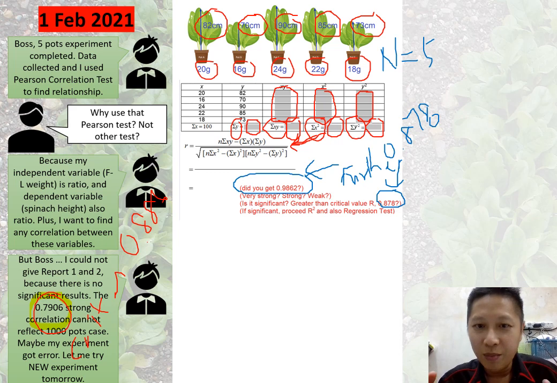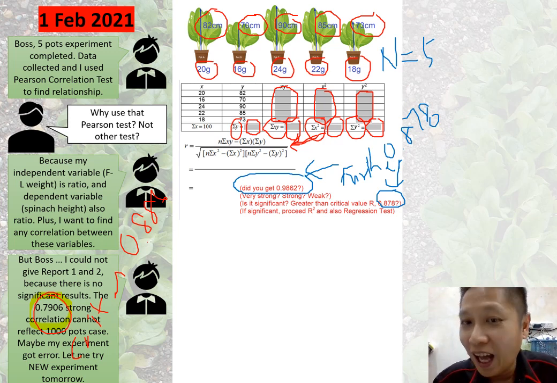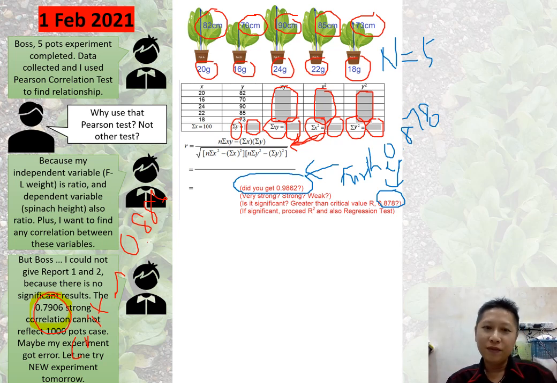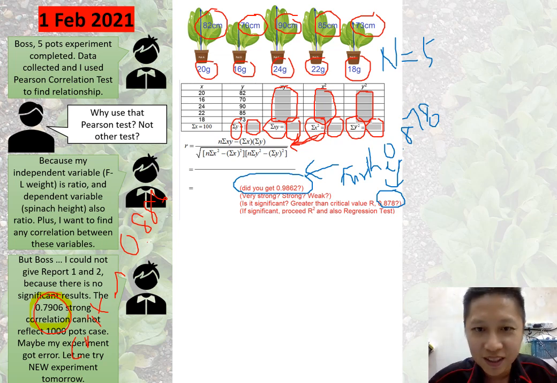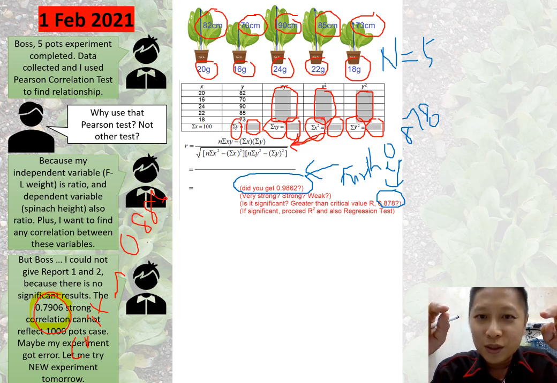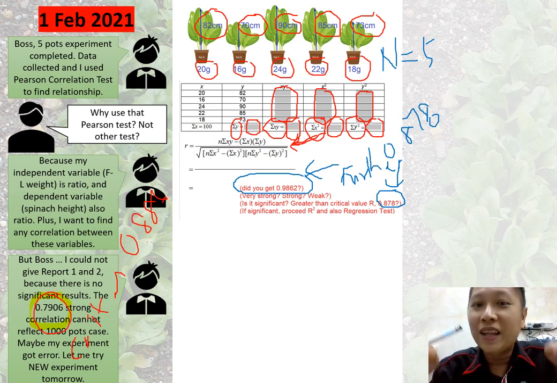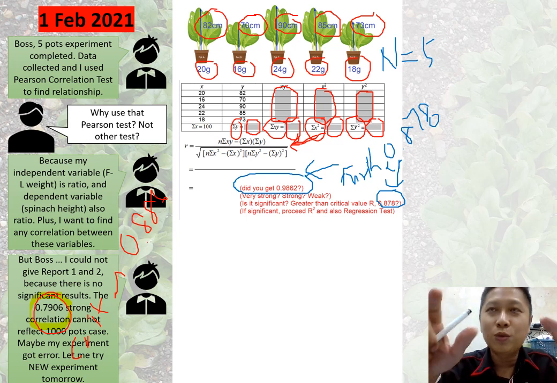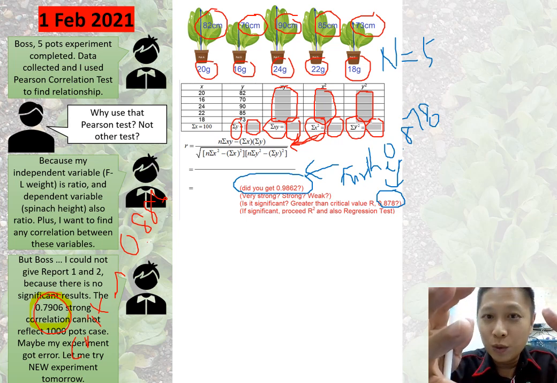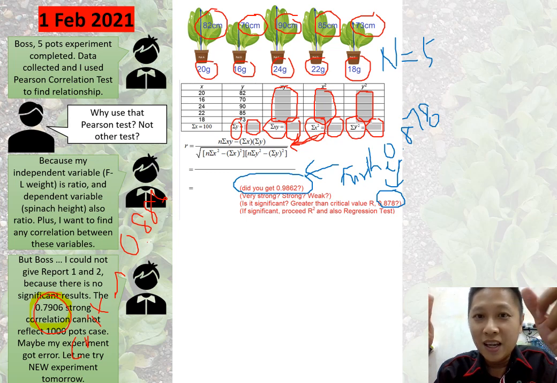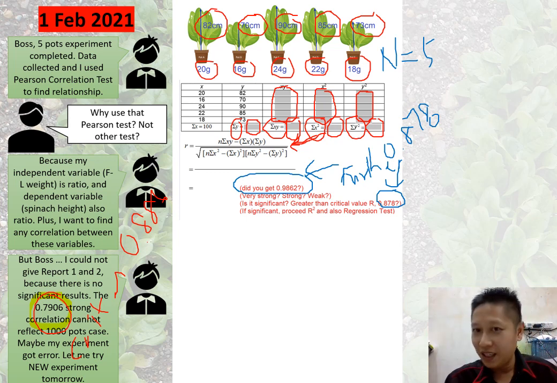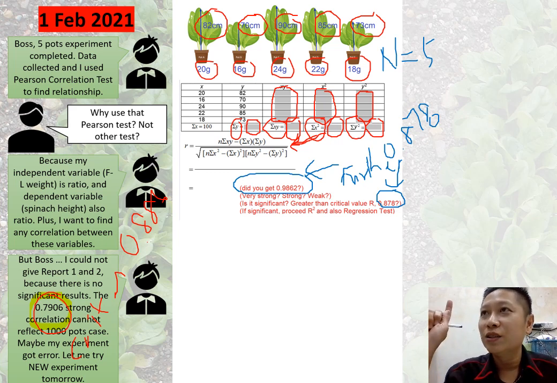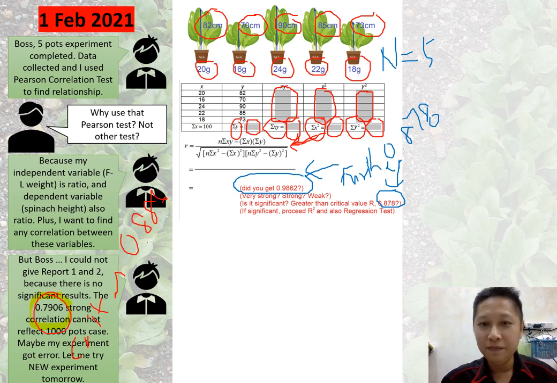What does this mean? It means that our result this time is significant. It means that we are going to reject the null hypothesis. So what is the meaning of rejecting the null hypothesis? It means that even though we just conducted a 5-pot experiment, our R, a strong correlation between the fertilizer weight and the height of the spinach plant, can reflect a 1,000 pot case. It can reflect a so-called population experiment case.